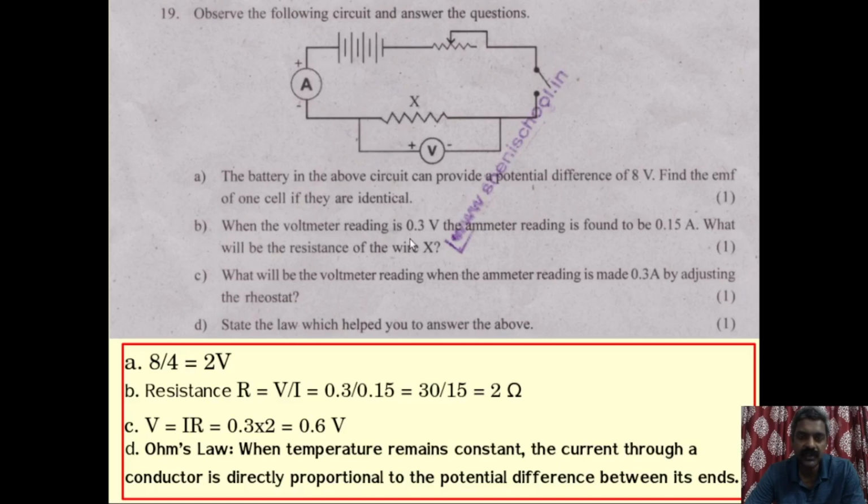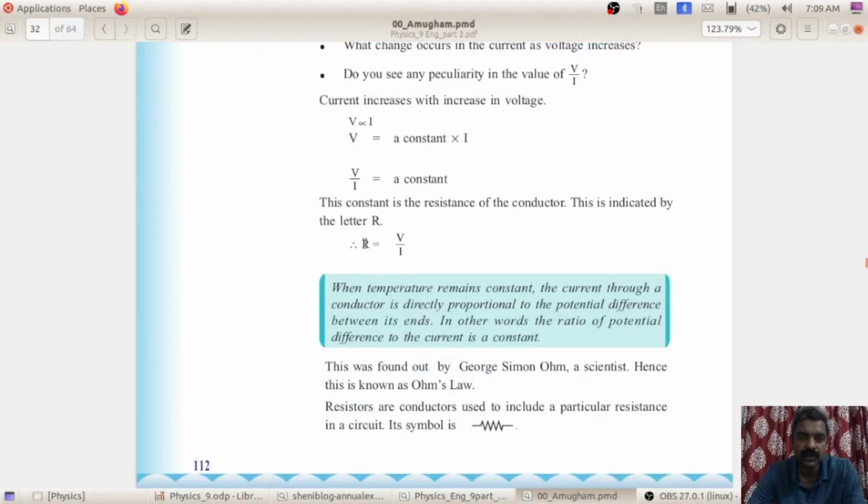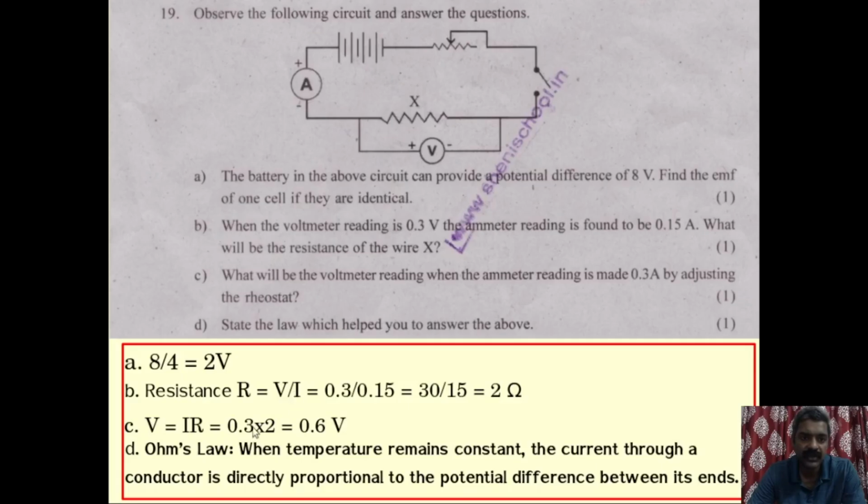When the voltmeter reading is 0.3 volt, the ammeter reading is found to be 0.15 ampere. What will be the resistance of the wire X? According to Ohm's law, the resistance R is equal to V divided by I. The resistance of X is equal to V divided by I, where V is equal to 0.3 and I is equal to 0.15, which is equal to 2 ohm.